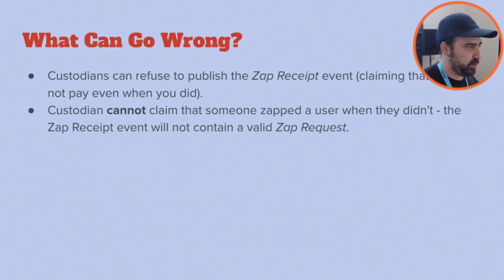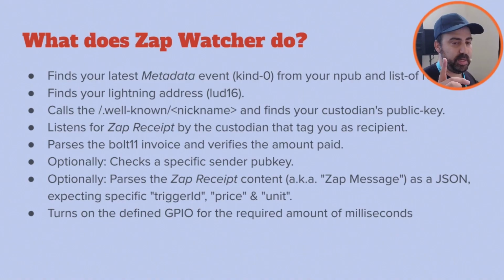What can go wrong with this model? So this model has some holes. One is that the custodian can refuse to broadcast the zap receipt. So you actually can pay someone for a zap, and the custodian doesn't publish any zap receipt event, and no one else could see that you actually paid the zap. It simplifies the protocol. But the custodian cannot claim that someone zapped a user that didn't, because the zap receipt actually has to contain the zap request signed by the paying user. That's a small issue.